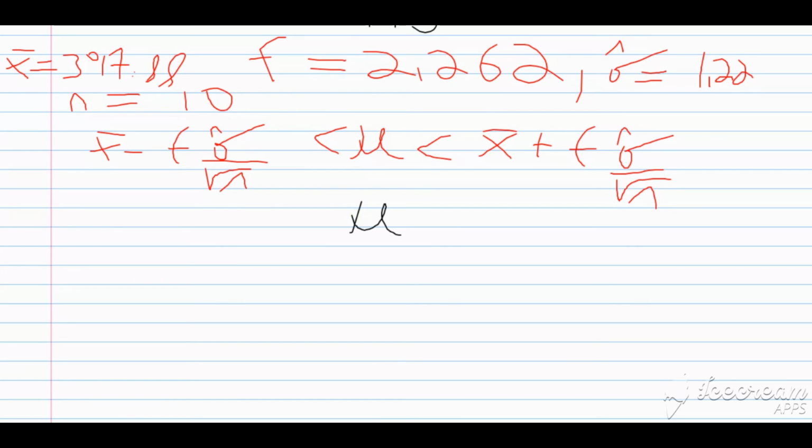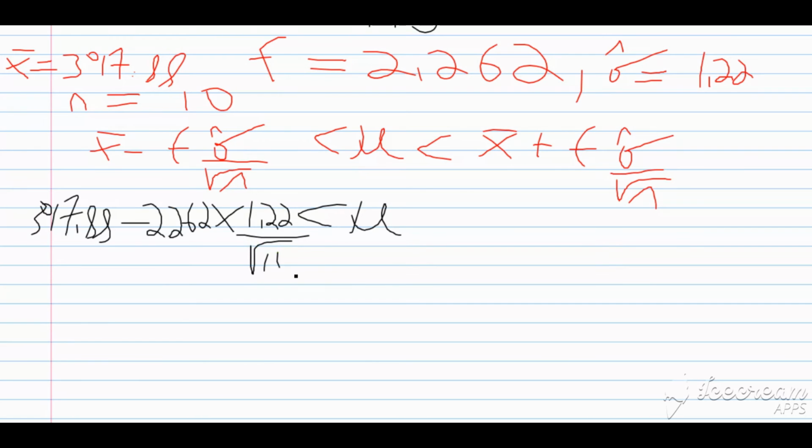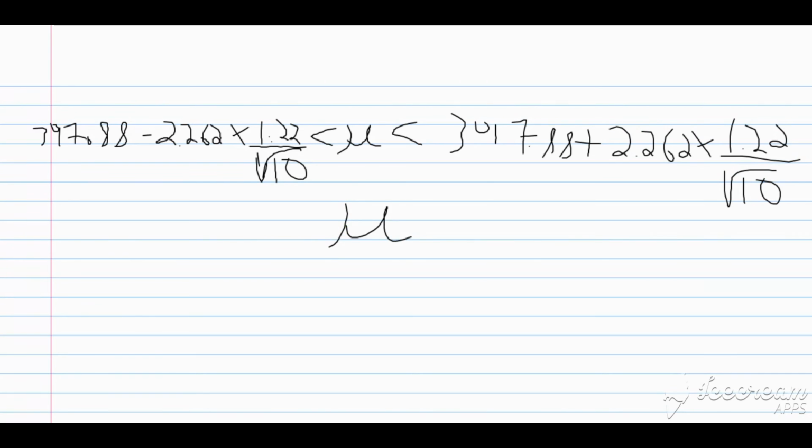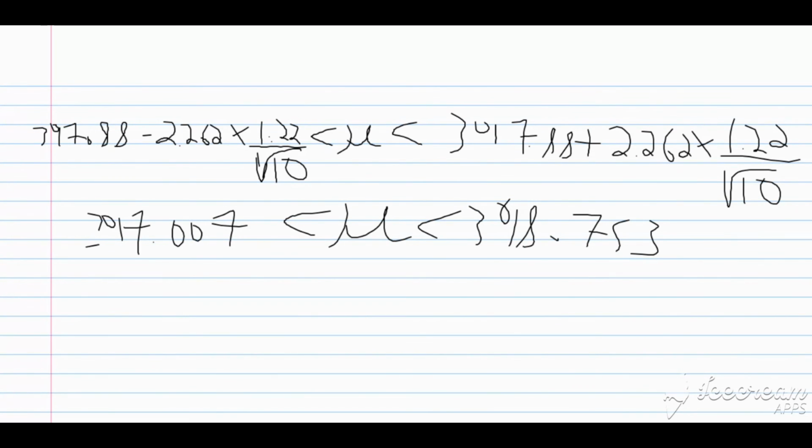So I'm going to have mu is greater than 397.88 minus 2.262 times sigma hat, which is 1.22, over the square root of n, so the square root of 10, and mu is less than 397.88 plus 2.262 times 1.22 over the square root of 10. Notice basically we have the same thing on both sides, just that we are subtracting on the left, but we are adding on the right. Now when you put this inside of your calculator, it breaks down to mu is greater than 397.007 to 3 decimal places, but is less than 398.753.